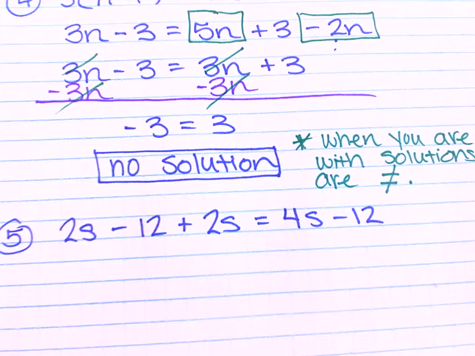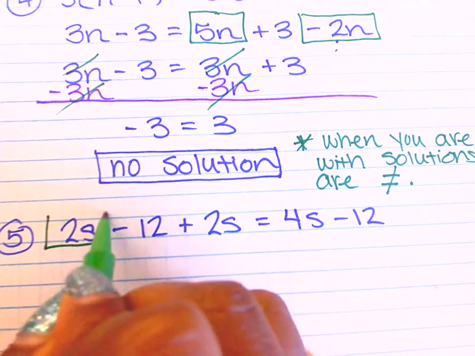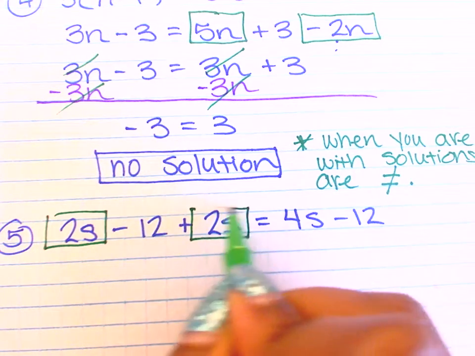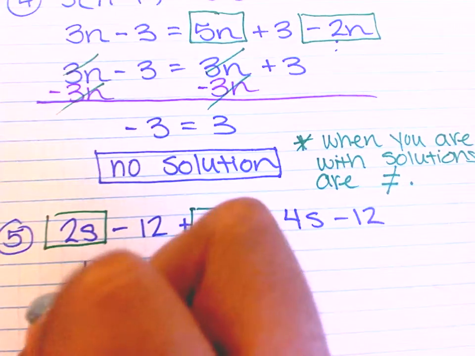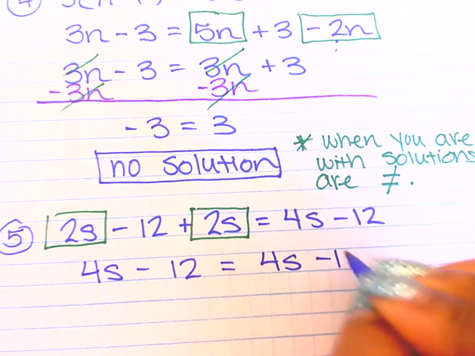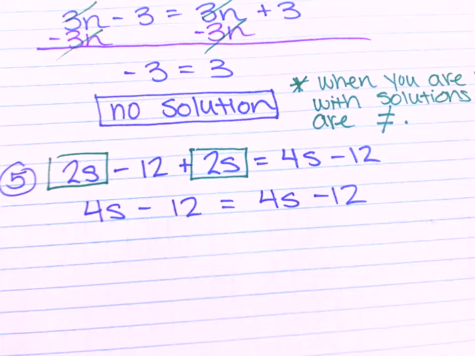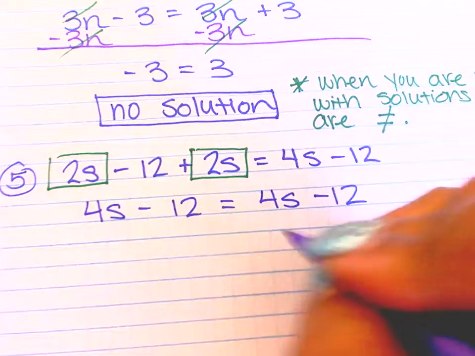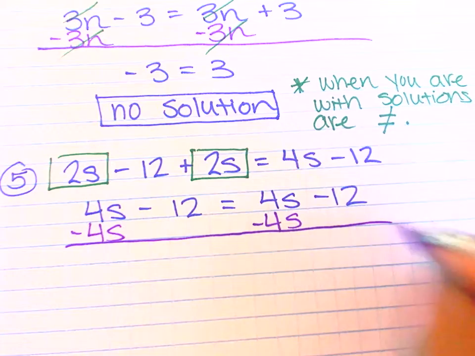So hold up. My first step tells me I have to simplify both sides first. Let's see, can I simplify this side? Oh, I see like terms. So 2s plus 2s is 4s minus 12 equals 4s minus 12. That's interesting. Well, let me go through my steps. I'm going to subtract 4s on both sides to get s on the other side of the equal sign.